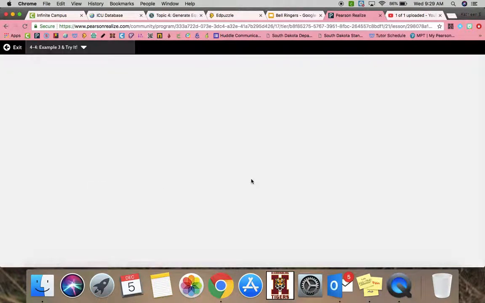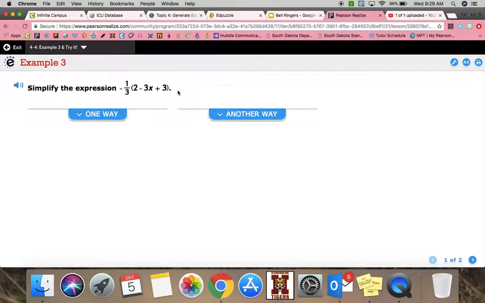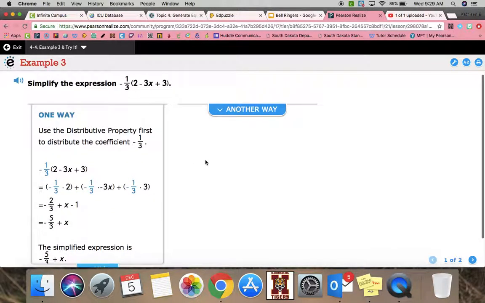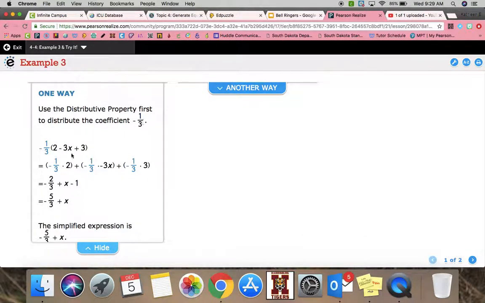Okay, example 3. We'll look at it real quick here. Simplify the expression negative 1/3 times 2 minus 3x plus 3. We're going to do this two ways. Here's the first way. We can use the distributive property first to distribute the coefficient negative 1/3. So negative 1/3 times 2, negative 1/3 times negative 3x, negative 1/3 times 3.